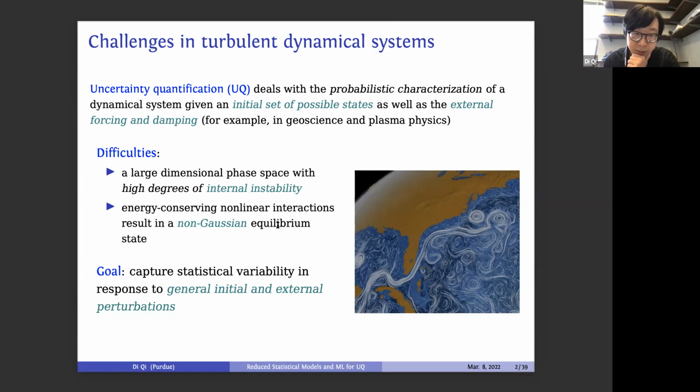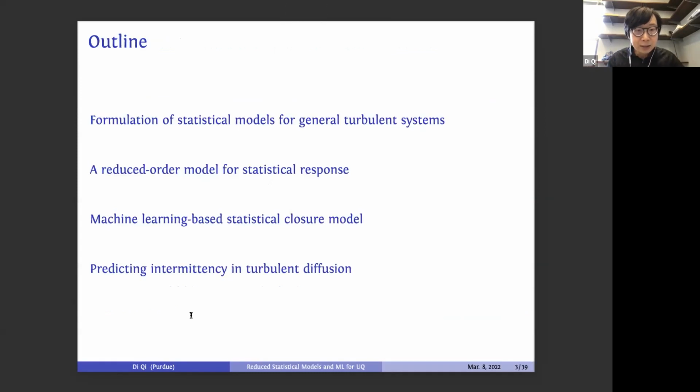As a result, if we turn to a statistical model to describe the probabilistic distribution, it will usually include highly non-Gaussian statistics rather than Gaussian ones. So this is an additional challenge here. To put the goal in general, we want to propose a uniform framework that has the ability to predict the central statistical variability in this system. It should capture the equilibrium statistics and, more importantly, the model responses to general forms of perturbations, given the uncertainties in the initial value and in the external forcing.